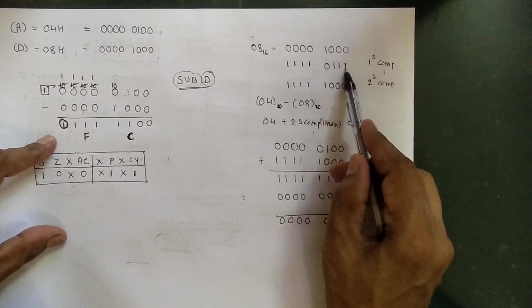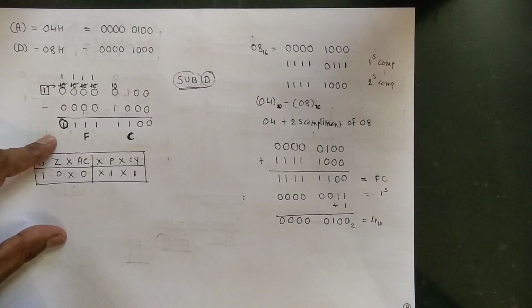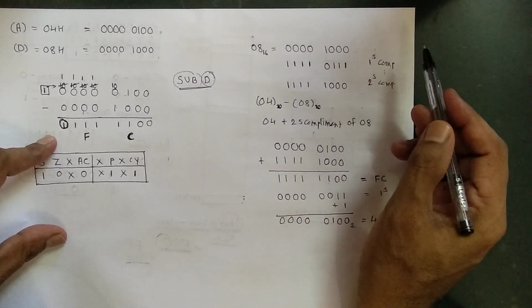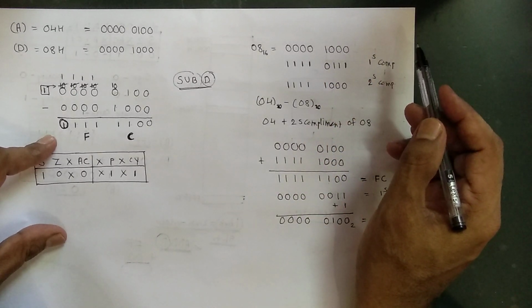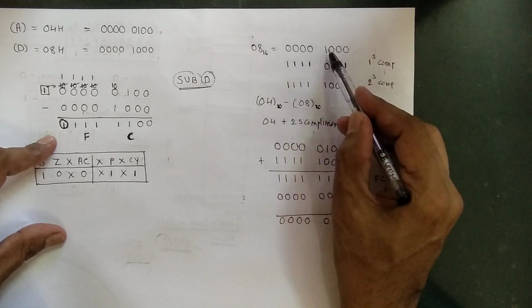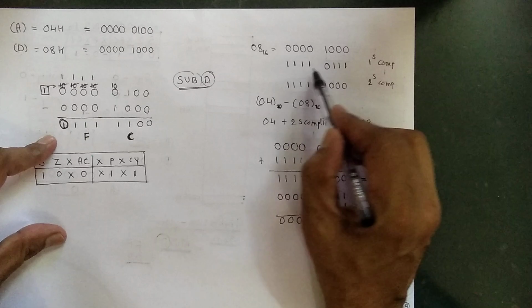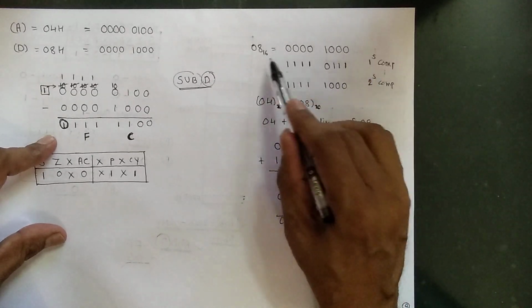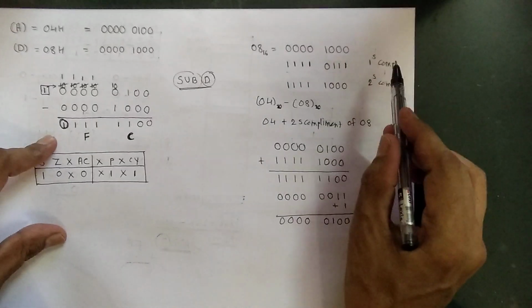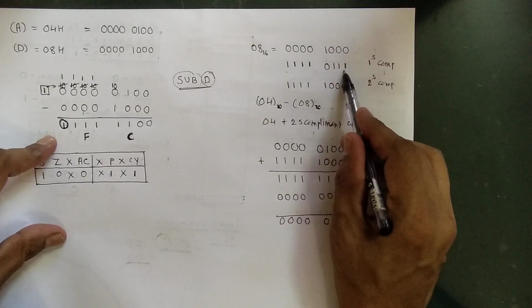What is the procedure to find 1's complement of any number? Each bit of the number is to be subtracted from 1. Or the alternative method is there. Replace 0 by 1 and 1 by 0. You will get 1's complement of 8. Now 2's complement of 8. Add 1 to the 1's complement.